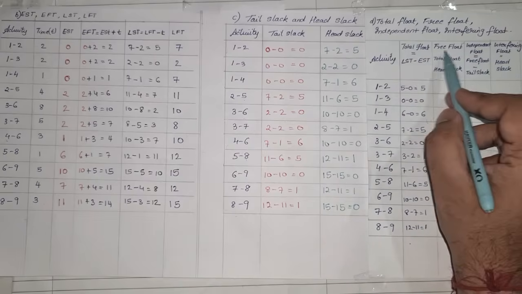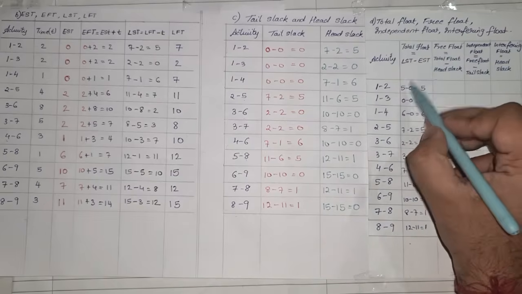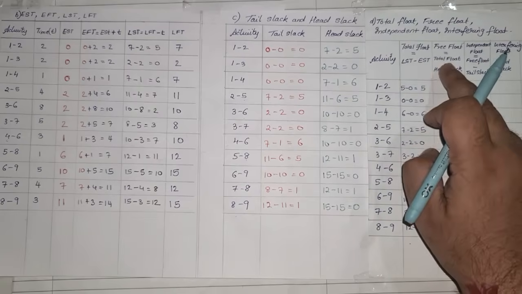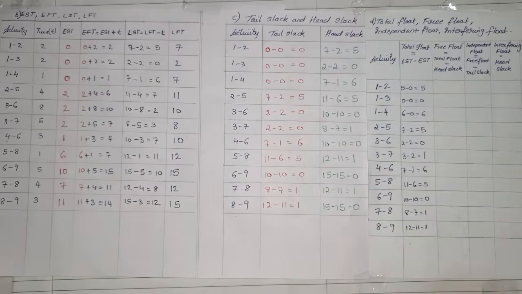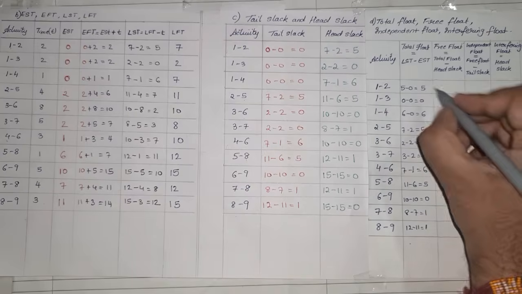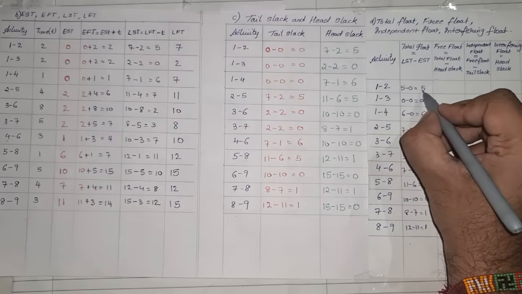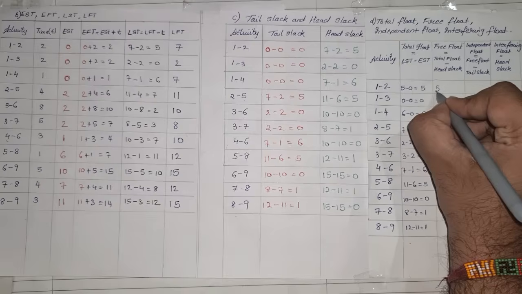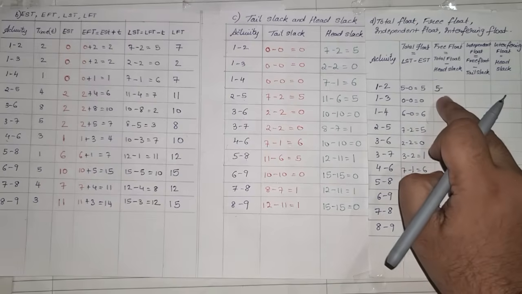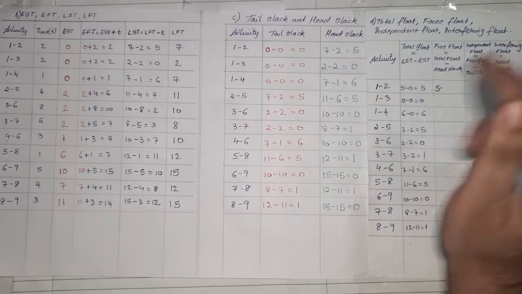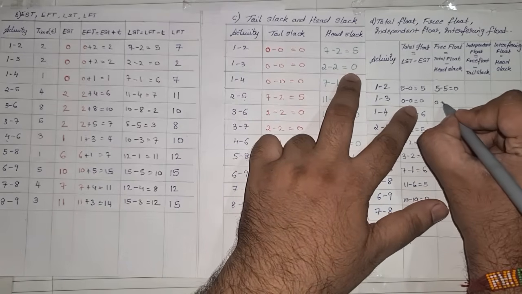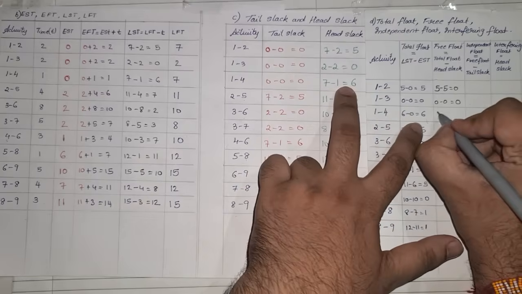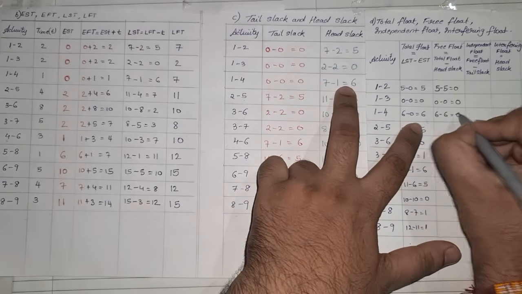Now we jump to the next one, free float. The formula for free float is total float, which we have just got, minus head slack. Now you just have to subtract again. So total float here is 5, so it will be 5 minus 5, which is 0. The next 0 minus 0, which is again 0. Next 6 minus 6, which is 0.